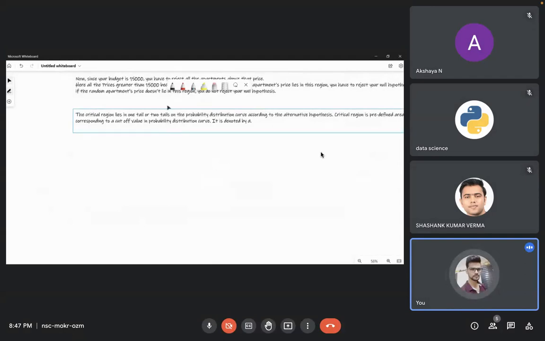So what I was saying is, whenever we are drawing any kind of distribution, we have seen the distribution follows this bell-shaped curve. So the critical region always falls in this portion, and this has been denoted by alpha. And what is the alpha? Alpha is your critical point.